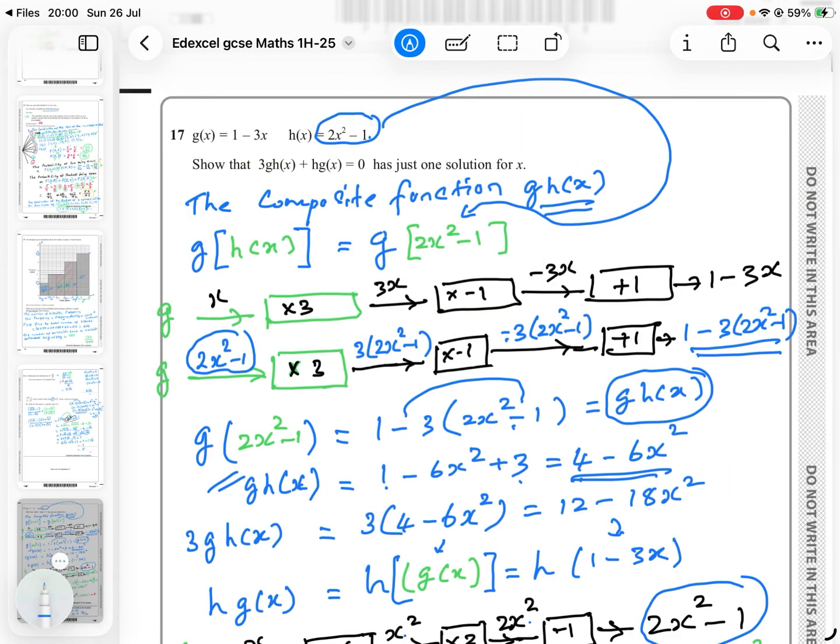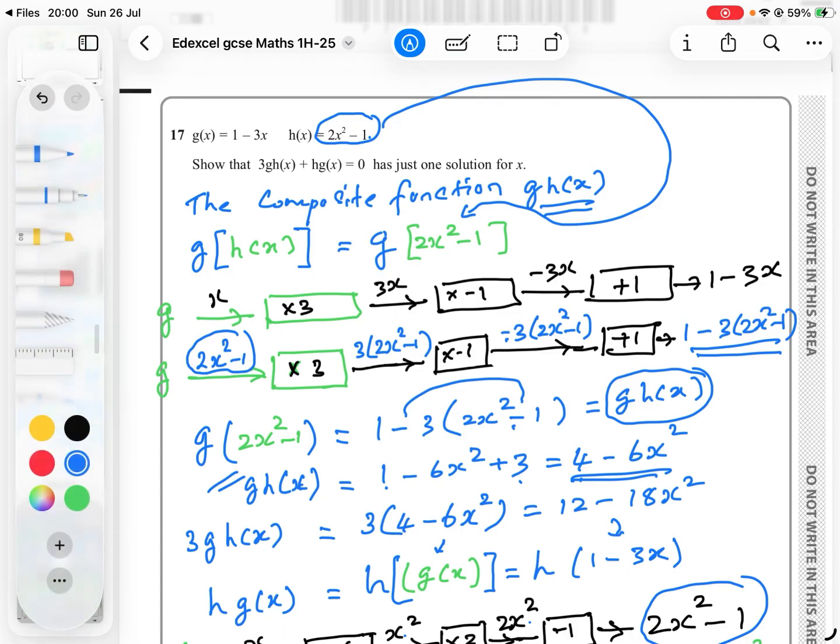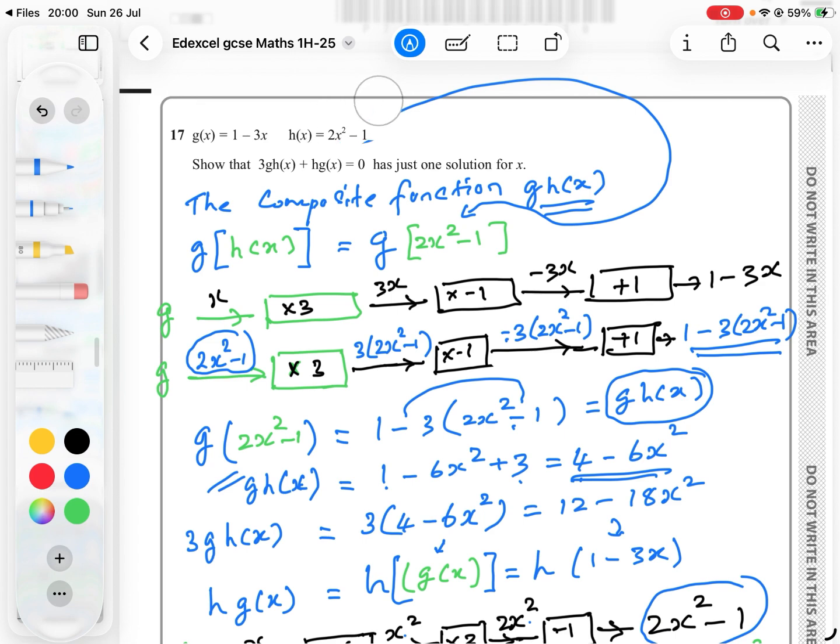Hi, I'm going to walk through question 17. g(x) equals 1 minus 3x, h(x) equals 2x squared minus 1. Show that 3gh(x) plus hg(x) equals 0 has just one solution for x. So this one is a composite function, two functions together.